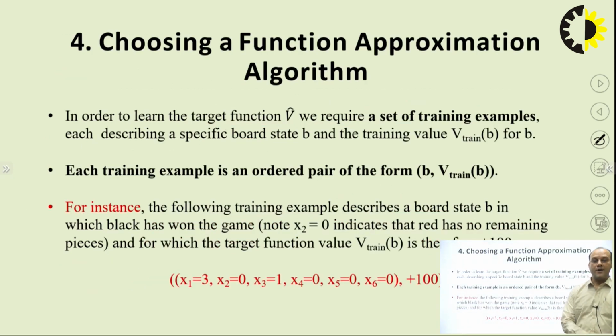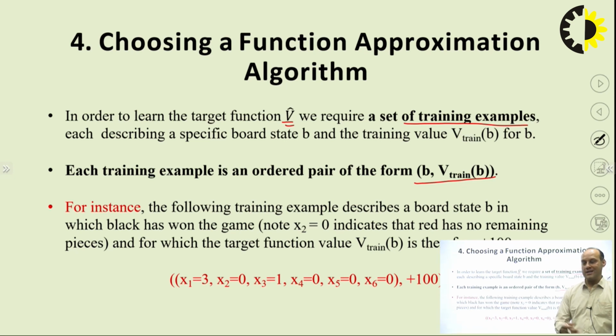For the final design, we need an approximation. So the fourth step is how we are going to choose a function approximation algorithm. For choosing this function approximation, we learn the target function V cap, which will require a set of training examples. Each training example will be considered as an ordered pair of the form B, V train B. What example are we taking? We are taking the checkers example.